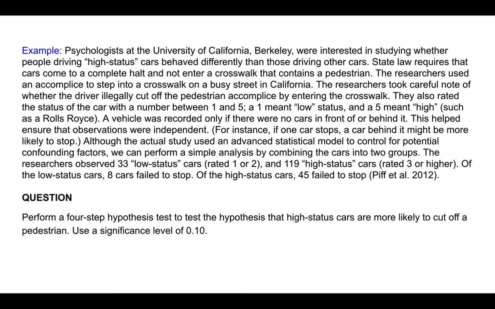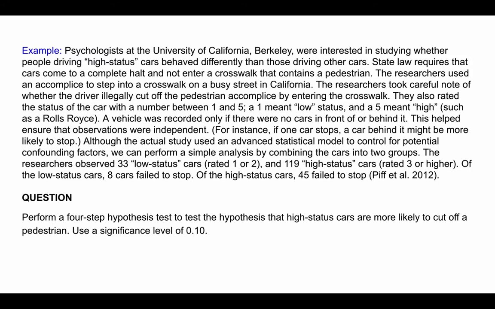A vehicle was recorded only if there were no cars in front or behind it. So every time they recorded a vehicle, they waited until there was just a single car in the area. This helped ensure that observations were independent. So what do I mean by that? Well, the idea is that if one car stops, the car behind it might be more likely to stop, and so they wanted to avoid something like that, the first car influencing the second car.